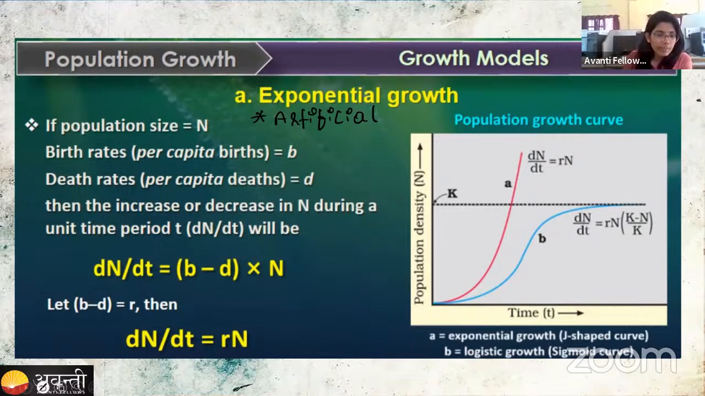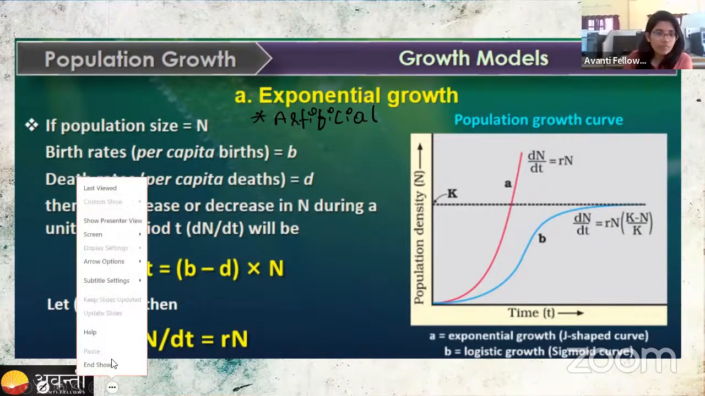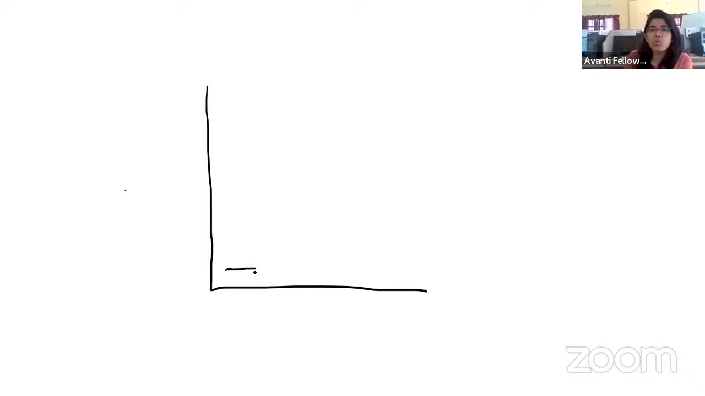Let me take a slide. So in the artificial habitat, now let's see. What is going to happen? The population starts to grow initially very slowly. Why? Because it has to adjust to that environment, right? Let's say bacteria in laboratory condition. Initially they grow very slowly, and suddenly they start to increase. If we are giving more food to it, it starts to grow more.